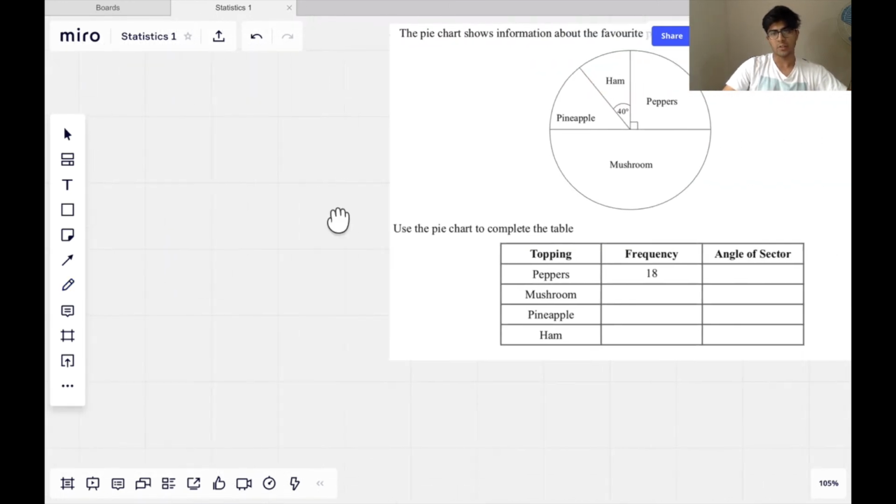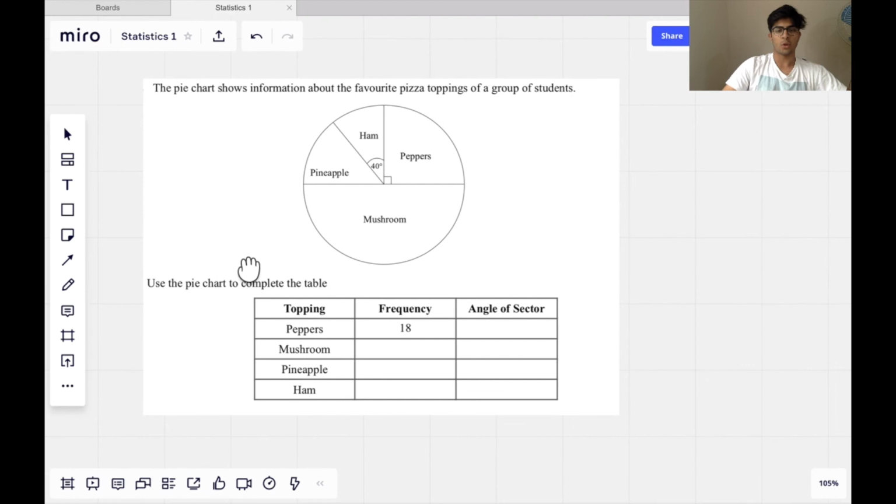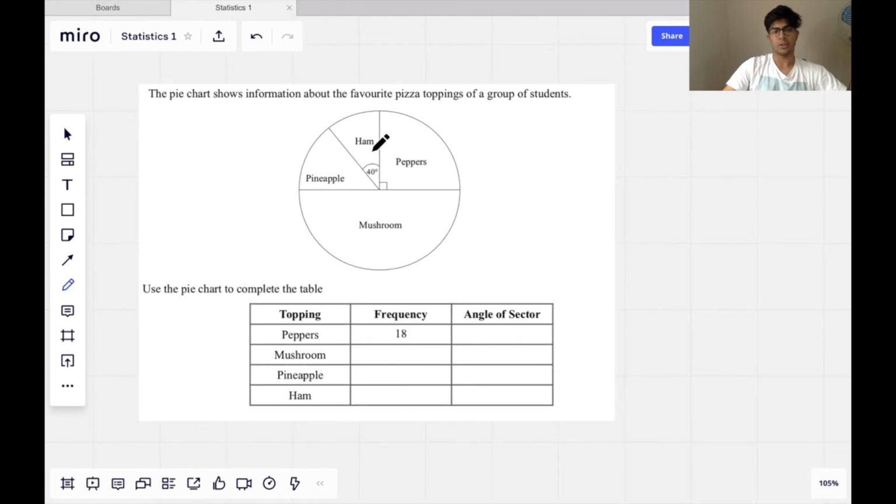The next one is a pie chart. The thing with the pie chart is that it tells you the proportion of a total that each category makes up. You can see this is categorized: peppers is a category, ham is a category, pineapples is a category, and so is mushrooms. It gives information about the favorite pizza toppings for a group of students. So the pie chart shows the proportion of all the students asked who like peppers.